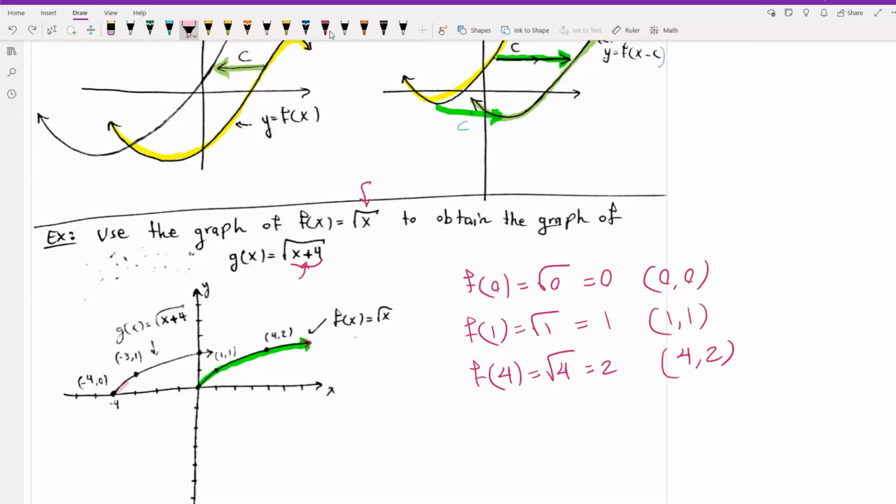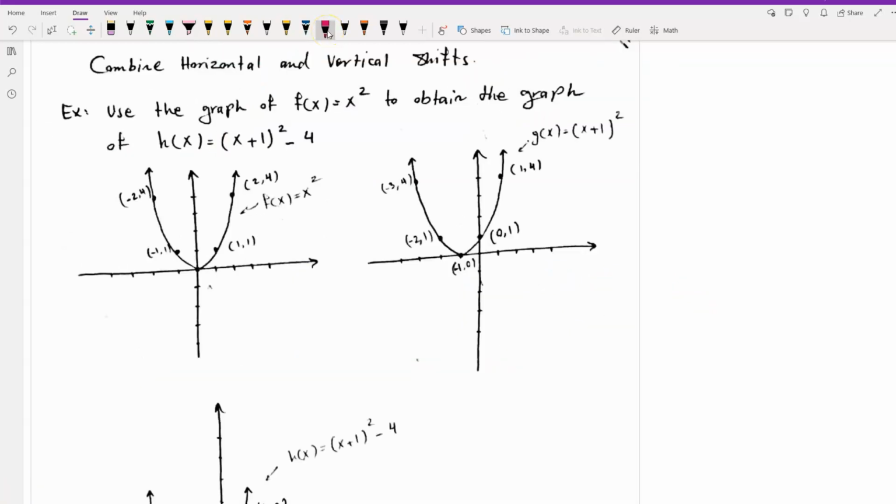This is what we have for g(x) = √(x + 4). Combine horizontal and vertical shifts. Example: use the graph of f(x) = x² to obtain the graph of h(x) = (x + 1)² - 4.